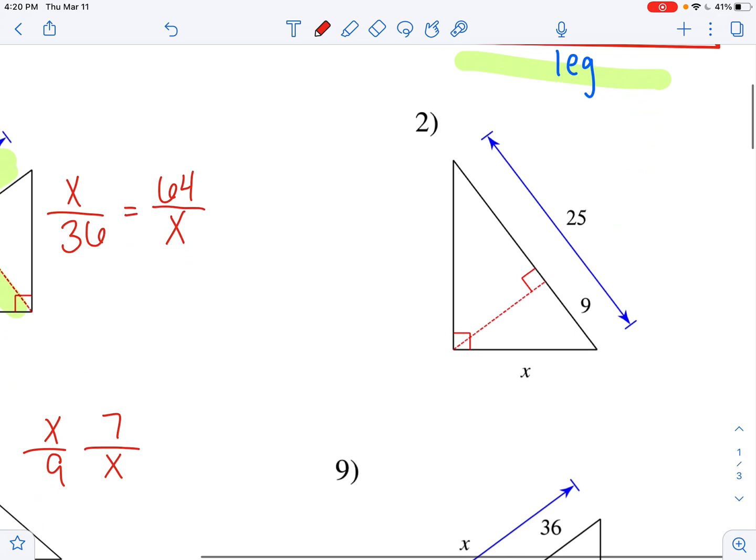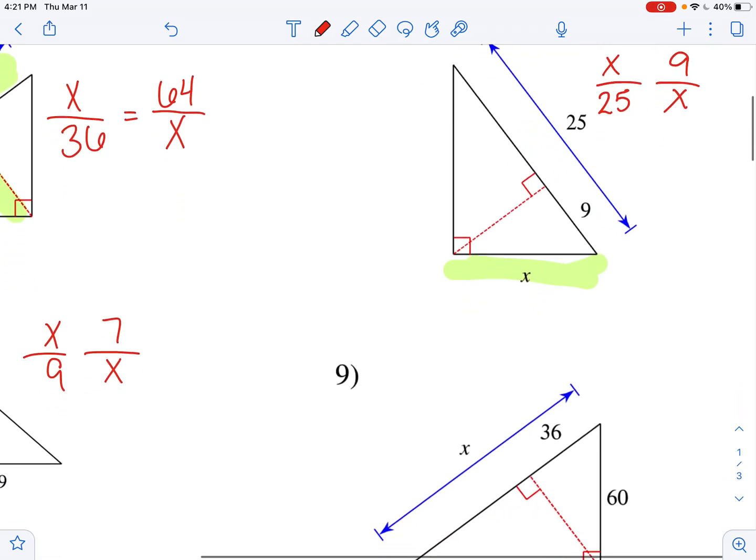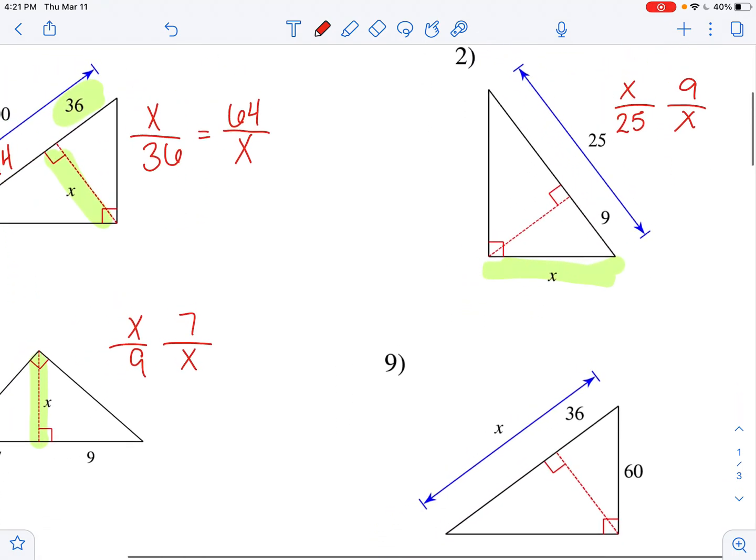So what does that look like practically? It's leg, where's my leg? There's the leg, x. X is the leg, so x is going to go in both fractions, and I'll use the whole hypotenuse of 25 and the part that's closest to the leg. All right, so again, the leg goes in both fractions, and then it's the whole hypotenuse and the part of the hypotenuse closest to the leg to fill in the last two blanks.